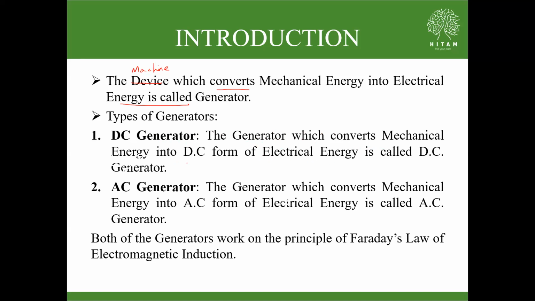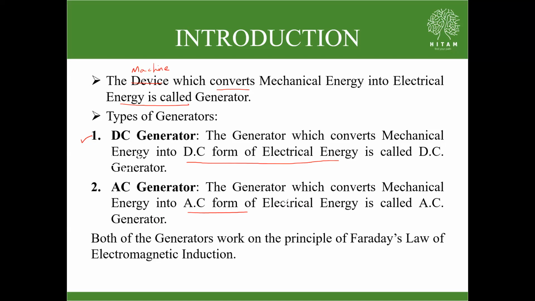So in the DC machine, the generator which converts the mechanical energy into DC form of electrical energy, that is DC form of energy is the output, that kind of machine we are calling as DC generator. If the generator converts the same mechanical energy into electrical energy in AC form of output, that kind of machine we are calling as AC generator. In our syllabus, we are having DC generator.